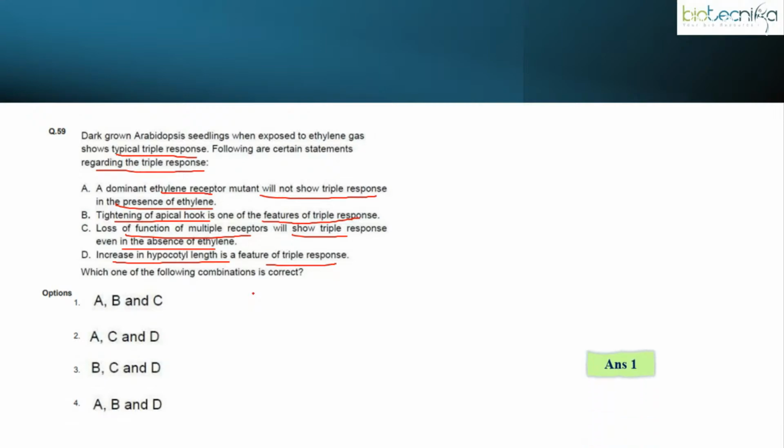Yes, you are absolutely correct. The correct answer for this question will be statements A, B, and C. D is incorrect because increase in hypocotyl length is not a feature of triple response. Rather, it should be a decrease in the hypocotyl length. So all the rest of the statements are correct.